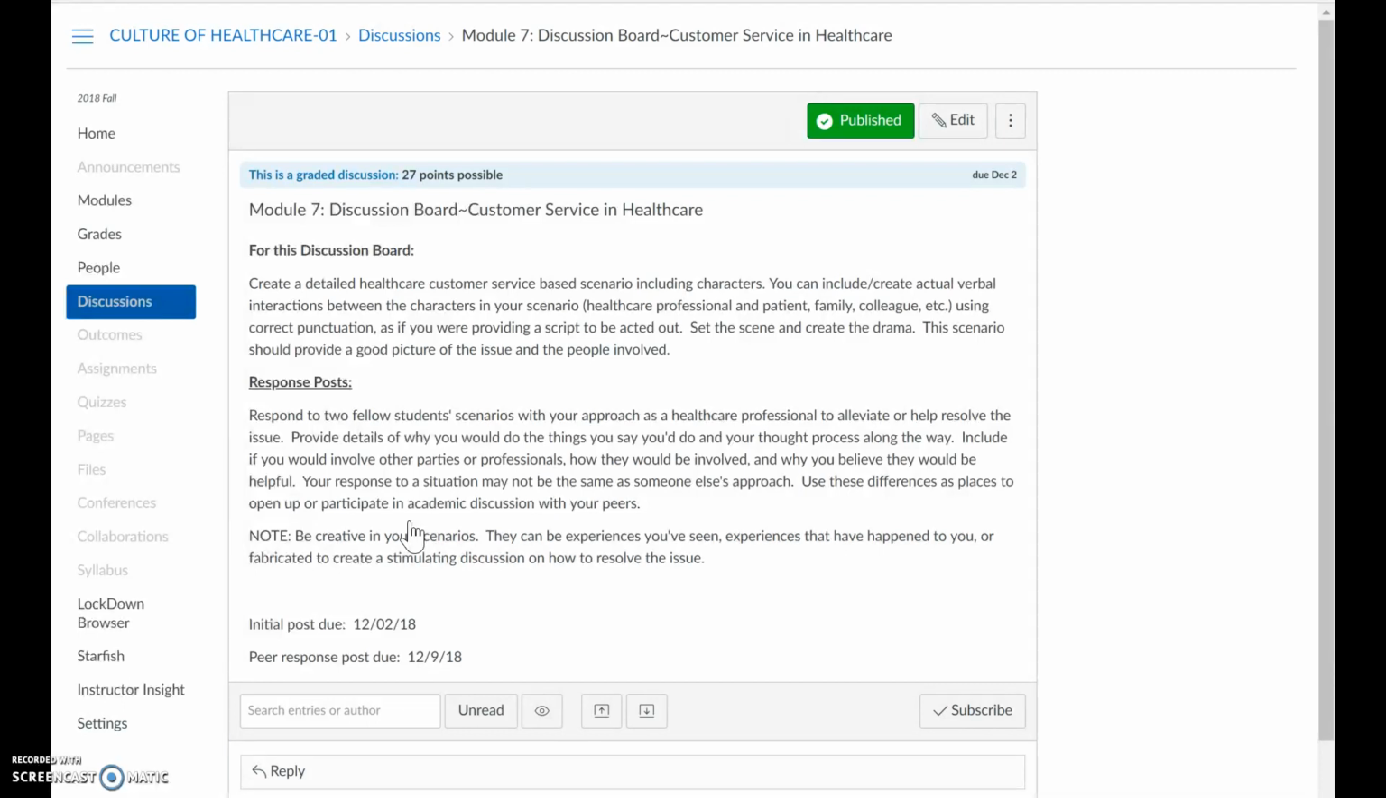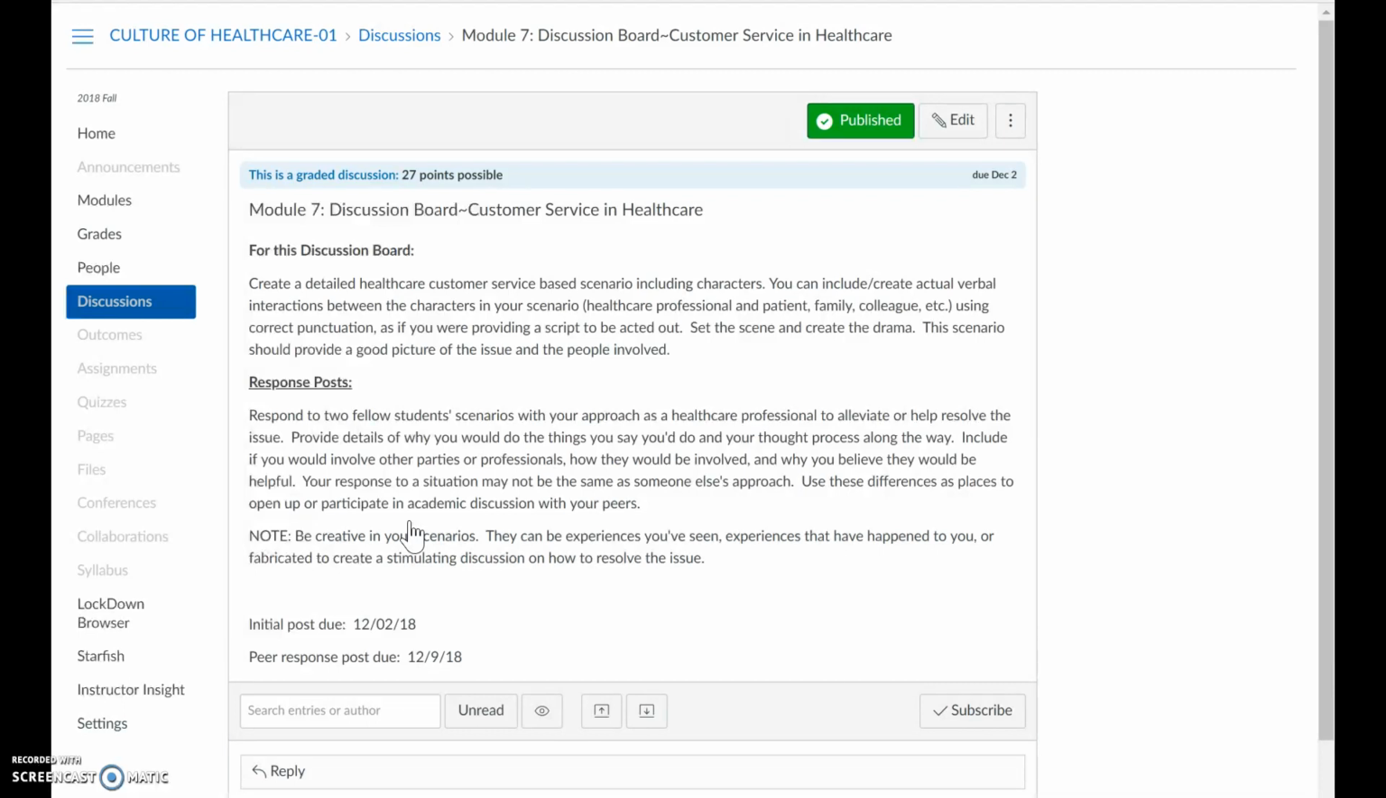Then a response post is going to respond to 2 different students, as usual, and their scenarios, with your approach as a healthcare professional to alleviate or help resolve the issue. You want to provide details of why you would do the things you say you do, and your thought process along the way. You want to include if you would like to involve other parties or professionals and how they would be involved, and why you believe that this would be helpful.